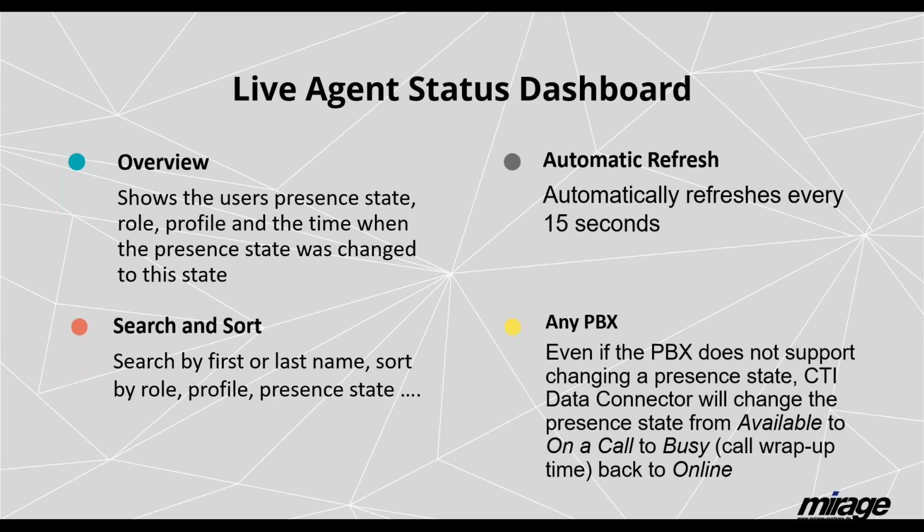And then we support any kind of telephone system, even if the telephone system does not support changing a present state. For example, the CTI could recognize that you are on an ongoing call, so the state would go from available to on a call. Then you also have the possibility to configure a specific call wrap-up time, let's say 60 seconds. After the call, it goes automatically to busy for the 60 seconds of wrap-up time, and then it goes back to online or available.